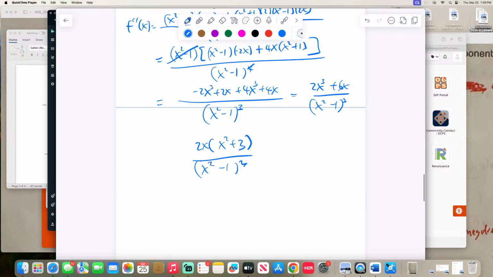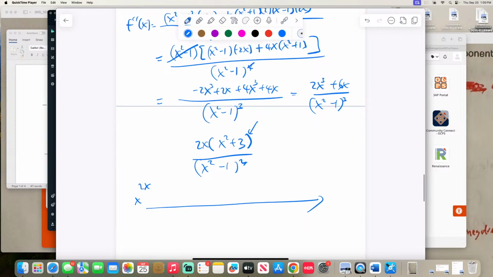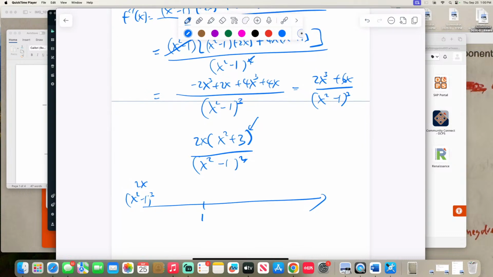So therefore, do I need to test x squared plus 3? Why not? It's always positive. So I can ignore that because it doesn't contribute sign changes. So I have 2x and x squared minus 1, to the 3rd, sorry. To the 3rd, I need a test. To the 2nd, I don't need a test, because to the 2nd is always positive. So it's going to be negative 1, 0, 1.